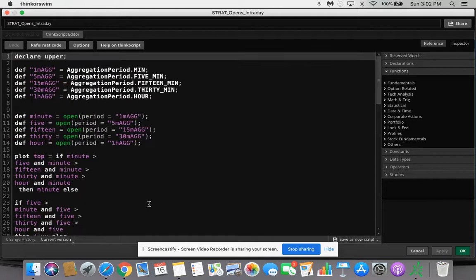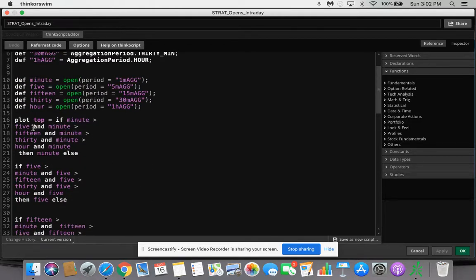And then I went through this very sort of cumbersome first draft, I guess you could call it, of if the minute is higher than the 5 minute, and these are all opens. So the open on the minute, the open on the 5 minute, open on the 15, so on and so forth.